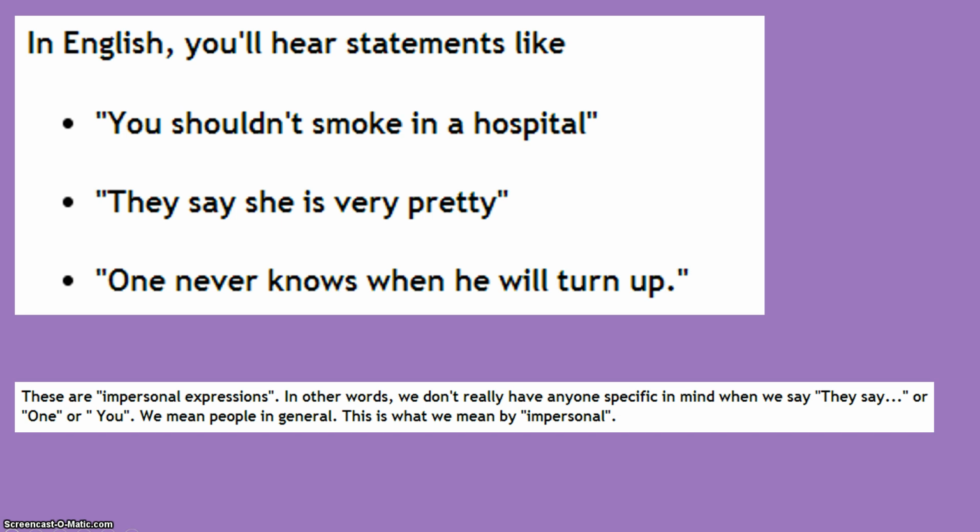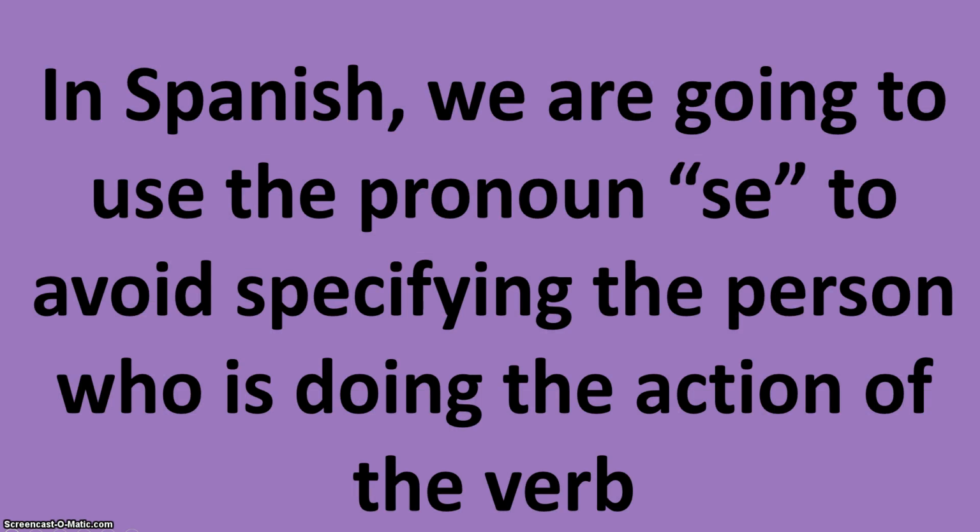For instance, when I say you shouldn't smoke in a hospital, I might not necessarily be speaking specifically to you. You probably don't even smoke. But in general, a person doesn't smoke in the hospital. We mean people in general. That's what we mean by impersonal. So, impersonal expressions don't have a specific subject. In Spanish, we are going to use the pronoun se to avoid specifying the person who is doing the action of the verb.